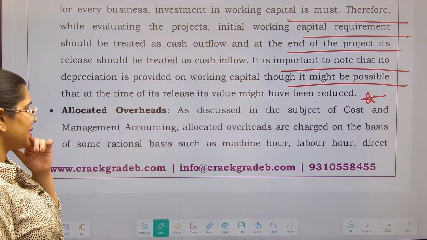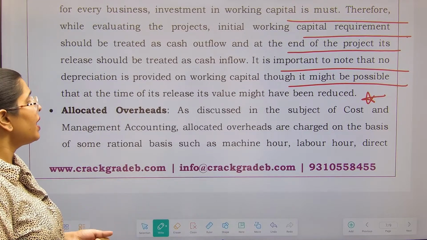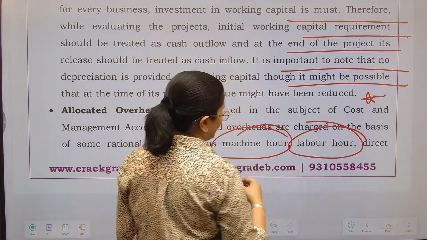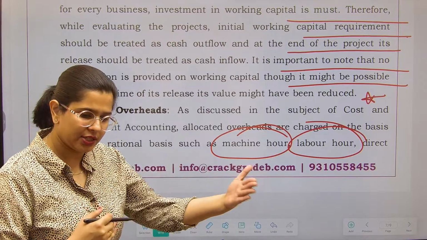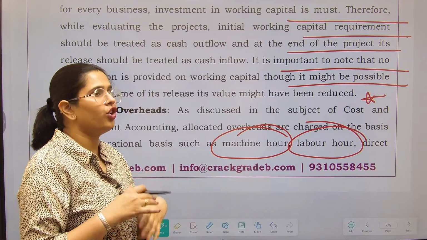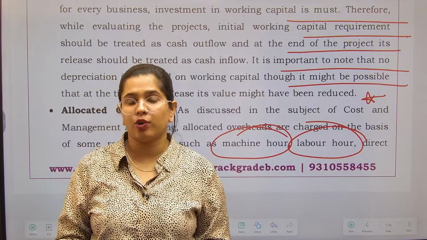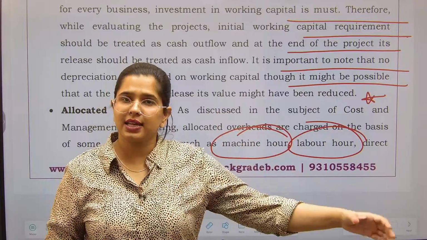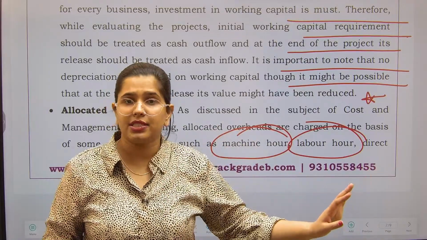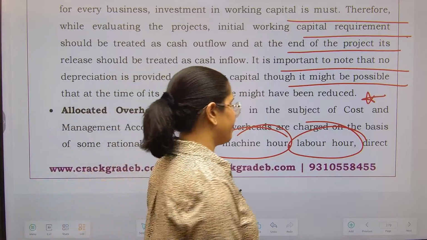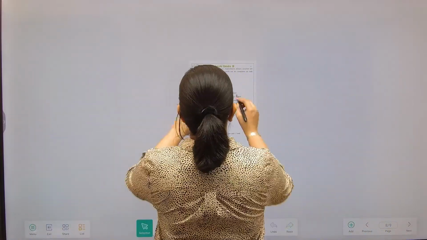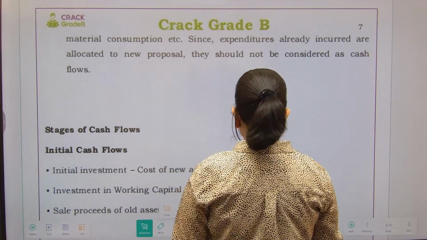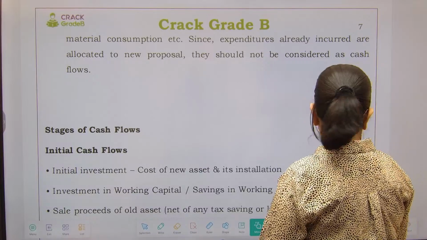So let's see this. As discussed in the subject of cost management accounting, allocated overheads may be charged on machine hours, labor hours, or some other basis, right? For example, if I have 4 machineries in my premises, I can charge the overheads on the basis of floor area occupied. So if I am paying the factory rent, I will see the space each machinery is using, and I will allocate the cost on the basis of that. Since the expenditures which are already incurred are also allocated to new proposals, they should be considered as cash flows, right? Now first let's read this.